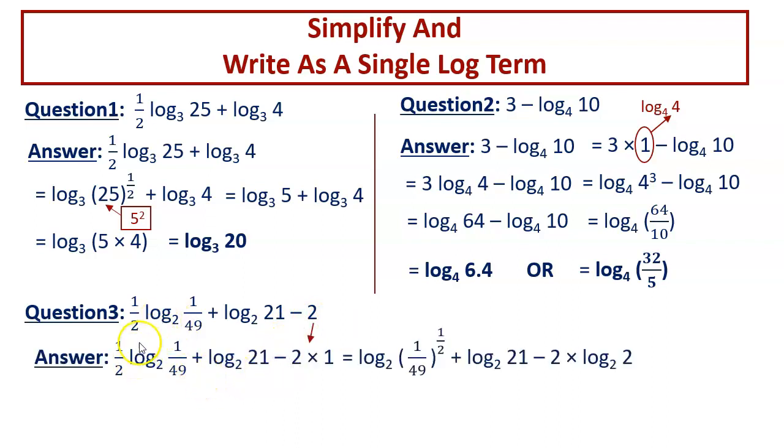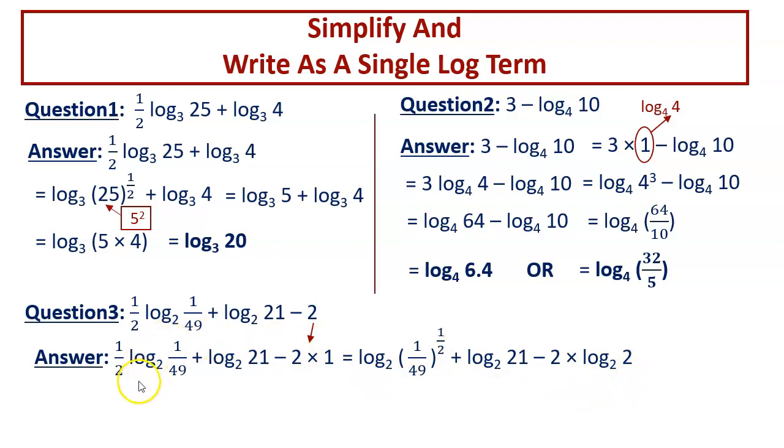So what we do is, in place of 2, we write 2 times 1. And how do we write 1? Because the other log terms are having this base 2, we will be writing, in place of 1, log 2 to the base 2.